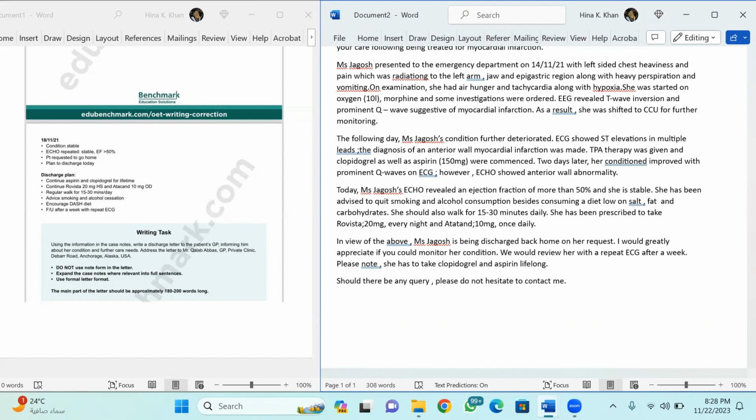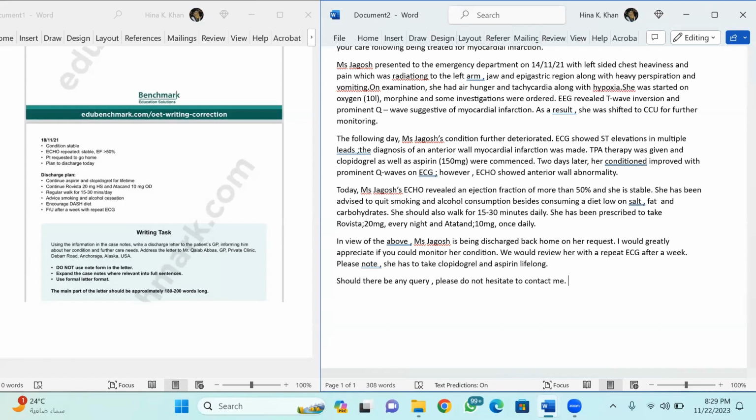Okay, fine, because see, it's not written clearly whether she has to take this Rovista lifelong or not. So I have just mentioned this above medication, that these two medications she has to take for a lifelong, that the GP does not stop this medication. Okay, if you want, you can just write here also.